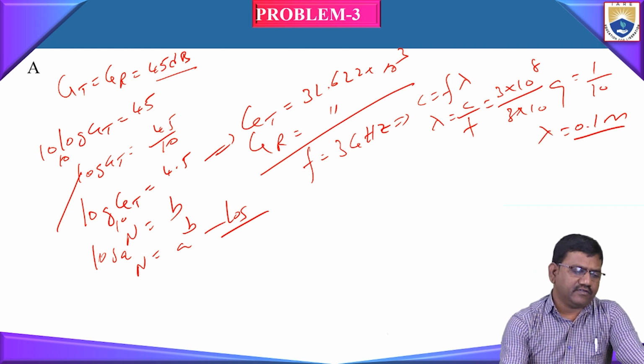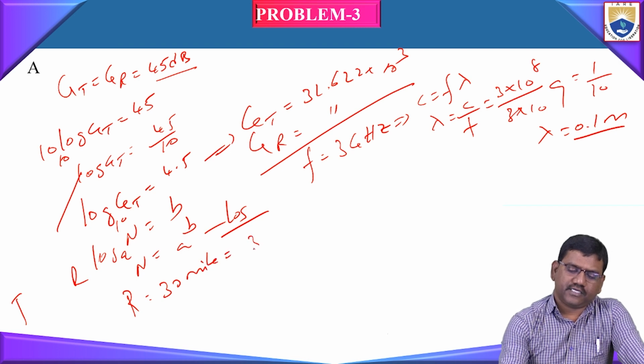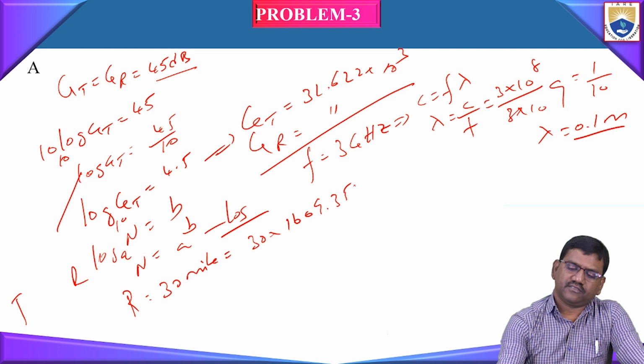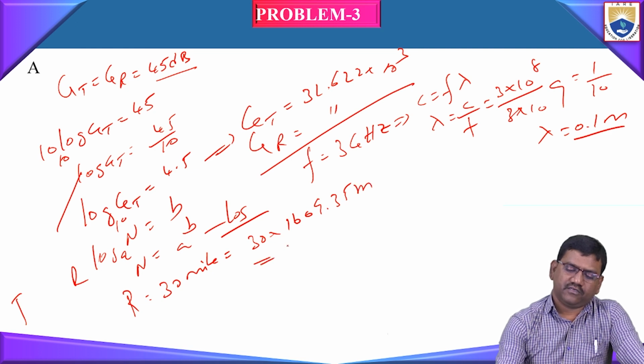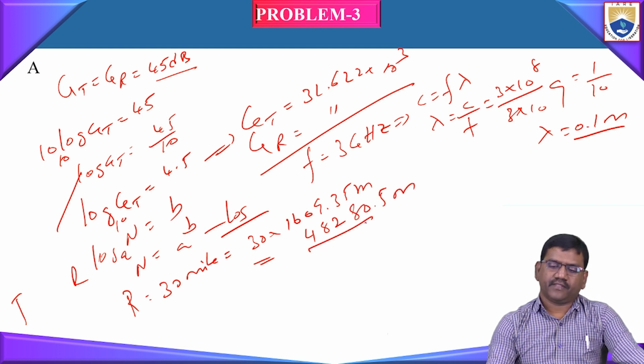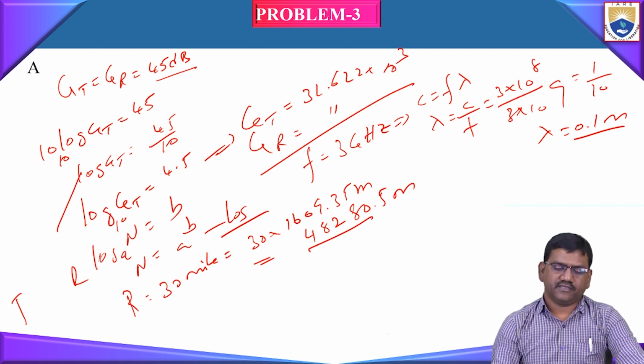And similarly, we need to calculate the R value. The distance between the transmitting antenna and the receiving antenna is given as 30 miles. So 30 into 1609.35, since 1 mile is equal to 1609.35 meters. So you will get 48,280.5 meters. So this is the data we need to find out first to find out the power transmitted.